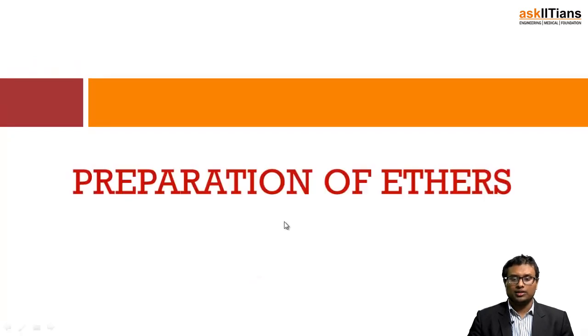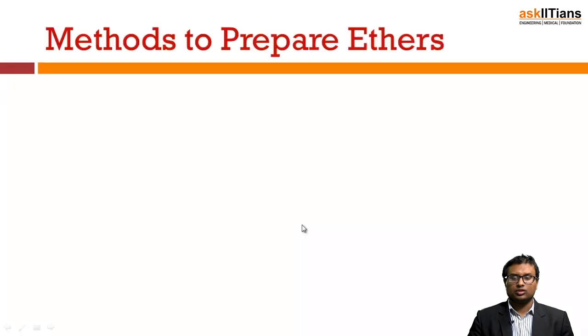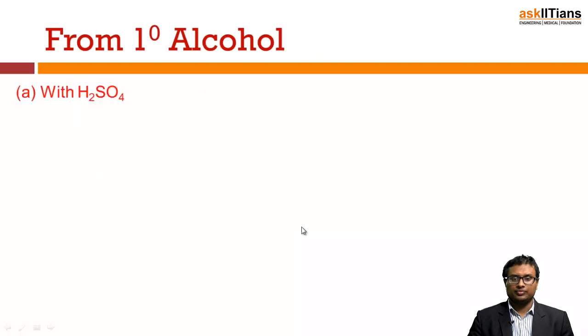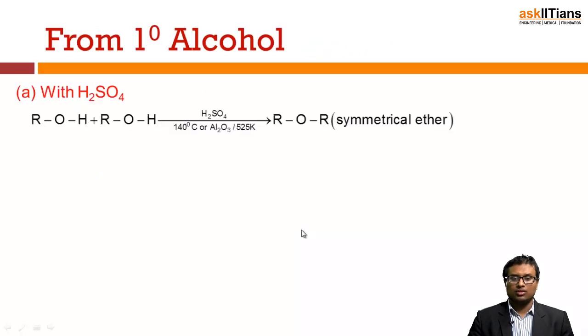Next we will move on to the preparation of ethers. What are the different methods to prepare ethers? One is from 1 degree alcohol, second from alkene, third is Williamson synthesis. From 1 degree alcohol, how to get an ether? Just react it with H2SO4. Two such 1 degree alcohols react in the presence of H2SO4. Dehydration takes place and H2O is removed, and the remaining thing is R, O and R. So you will get a symmetrical ether.